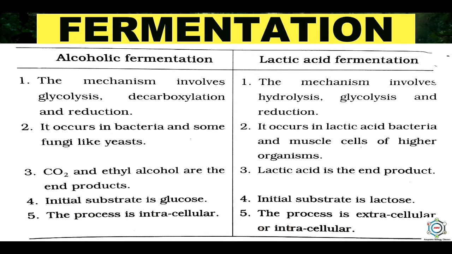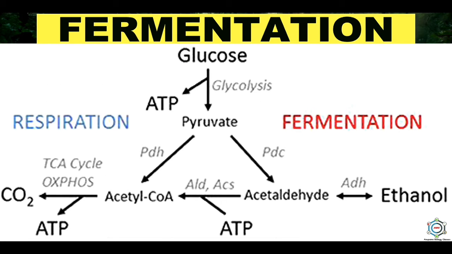In alcoholic fermentation, carbon dioxide and ethyl alcohol are the end products, while in the lactic acid fermentation, lactic acid is the end product. In case of alcoholic fermentation, initial substrate is glucose, while in case of lactic acid fermentation, initial substrate is lactose. In case of alcoholic fermentation, the process is intracellular, while in case of lactic acid fermentation, the process is extracellular or intracellular. So these are the main differences between the alcoholic fermentation and lactic acid fermentation.